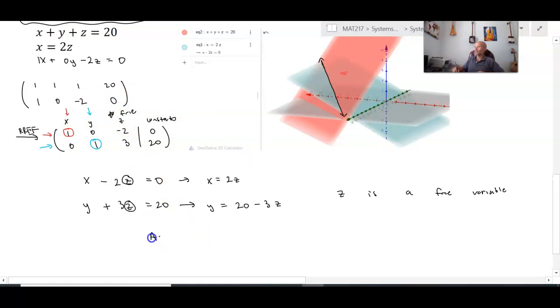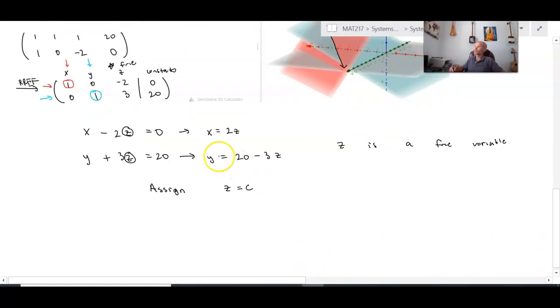So what are we going to do? Well, to be able to write out the solution set, we're going to assign to z some constant value. It could be 0, positive, negative. There's really no value that we can't plug in for z into these equations. And that's going to be true of linear equations in general. Okay, so now we know that x, in that case, if we plugged in c, some constant for the value of z, x would have to be 2 times that constant, and y would have to be 20 minus 3 times that constant.